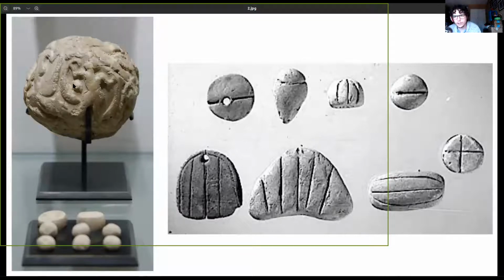Why do you think that they would want to bake these counters? So let's say that I owed you, I don't know, 5 kilograms of textiles, a sheep, and some chickens. Why do you think I would insist on baking it into this clay sphere so that, say, a year later you could come back and reclaim it? Any ideas?